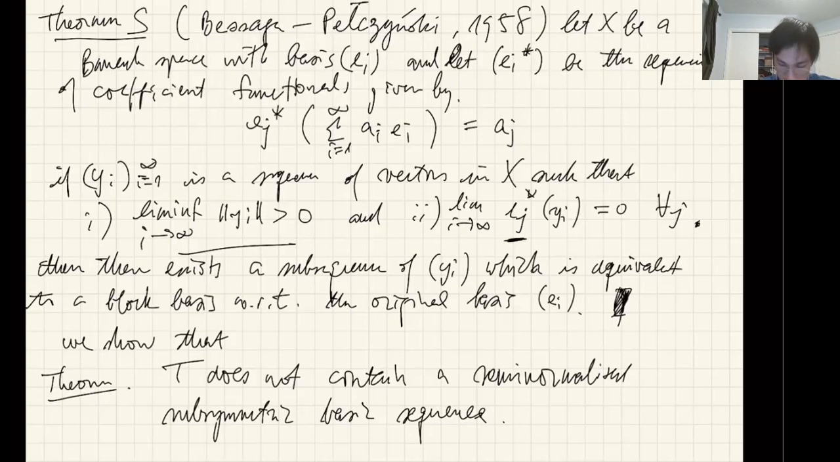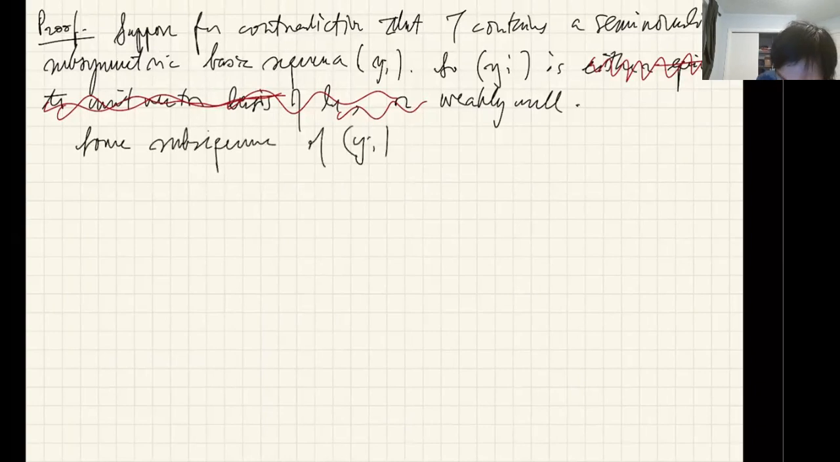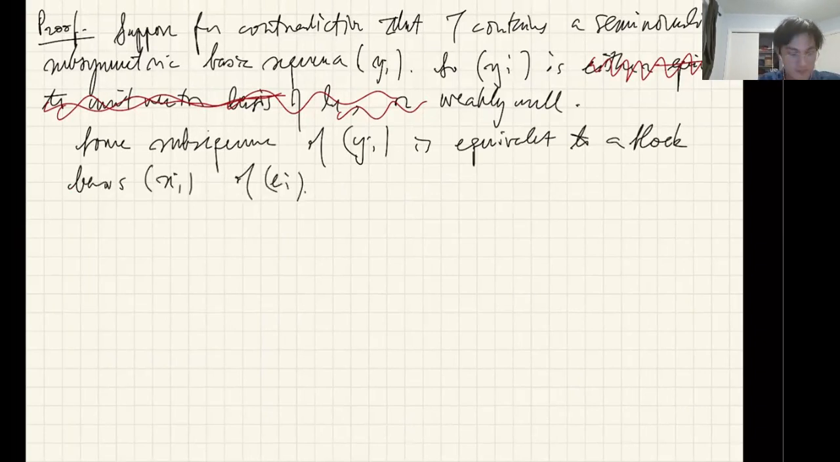Do we have, no, we do have theorem S. So there exists a subsequence of yi which is equivalent to a block basis with respect to the original basis. Okay, so let's write that. Some subsequence of yi is equivalent to a block basis xi of ei, or ti I guess, the standard basis of T.